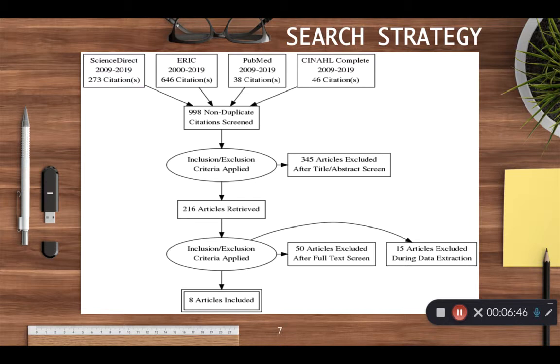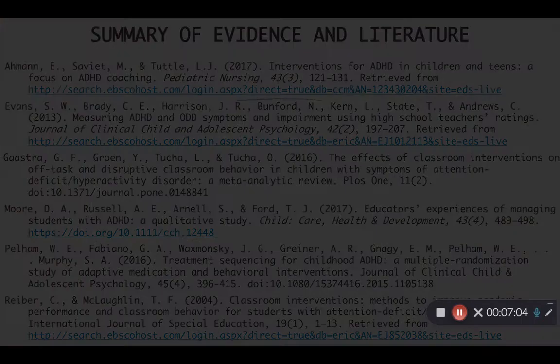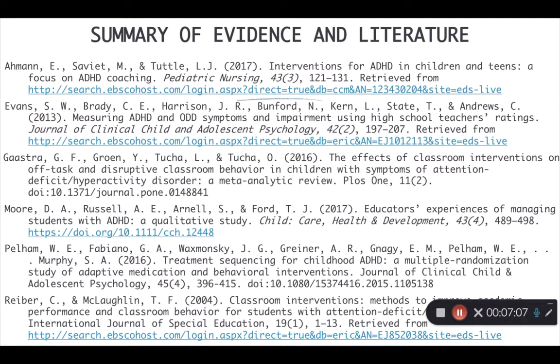Throughout my journey of going through this PICO question, there were a couple of articles where I could see, oh, it doesn't really fit exactly what I'm trying to portray with the classroom interventions. And so this is a summary of evidence and literature, all the articles that were used to show the classroom interventions and the effects they had on the students.